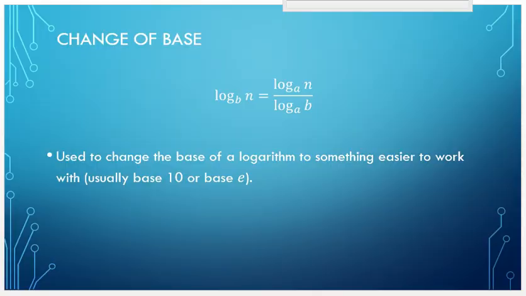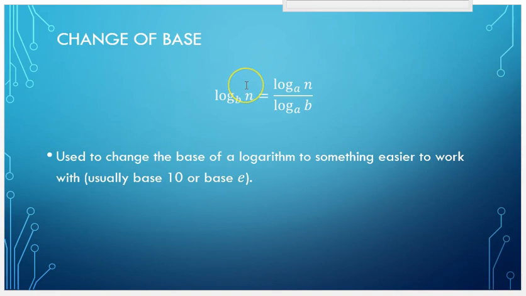So now I have another property I need to show you guys. And this one says that whenever you have a logarithm, and it doesn't matter what the base is, and it doesn't matter what you're taking the log of, you can change this into two separate logarithms using whatever base you want. And that's why this is called the change of base formula.